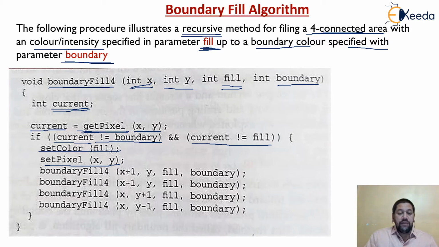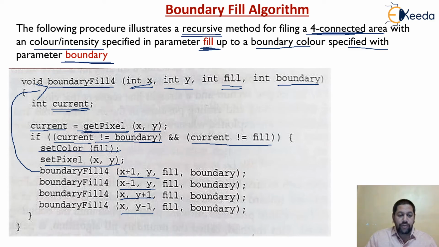After that, in my recursive function, I have to check the 4 neighbor pixels. Which are my 4 neighbor pixels? As we have just seen, they are x plus 1 comma y, x minus 1 comma y, x comma y plus 1, and x comma y minus 1. These are my 4 connected, or neighboring, pixels. I have to pass these 4 pixels recursively to the same function, because I am calling the same function inside the function, so it will be recursion.